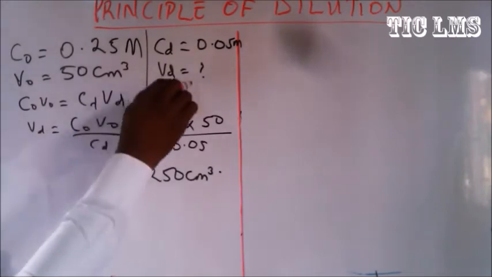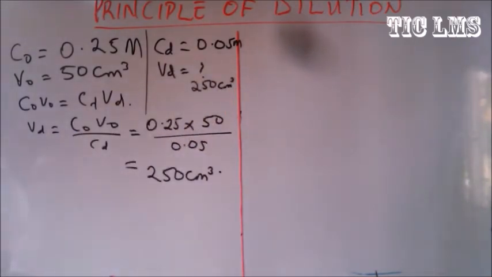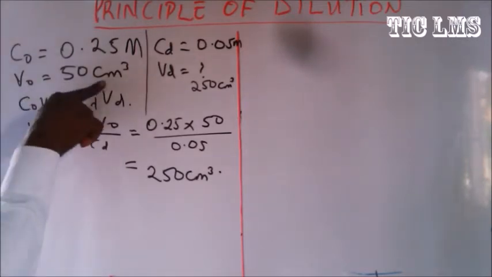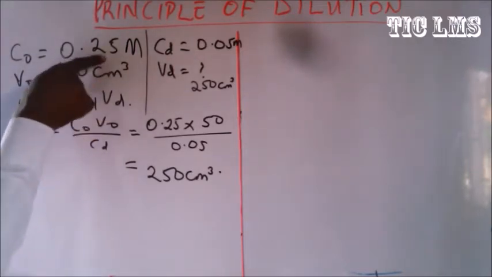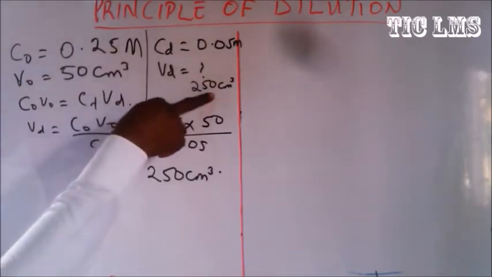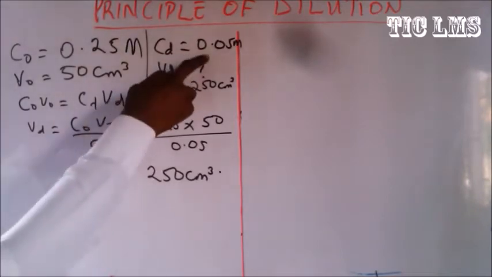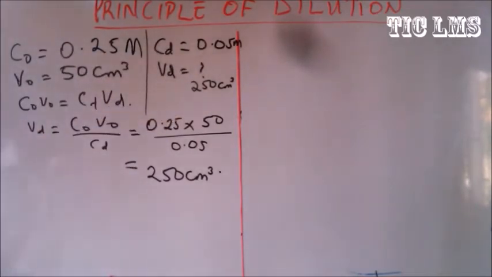Now if you look at all these values, you'll notice that when we had 50 cm cubed volume, the concentration was higher. But when the volume had increased, the concentration of the diluted one has reduced. So we have a low concentration here and we have a higher concentration here.